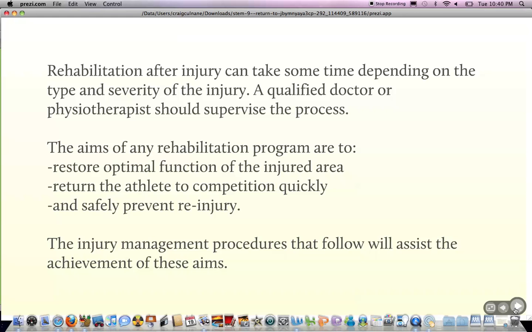Athletes recover from injury at different rates, and returning to physical activity is determined by how soon the injury recovers, not by how many days or weeks have passed since the injury occurred. It also depends on how serious the injury is. The use of opinions from doctors and physiotherapists will assist in this process.